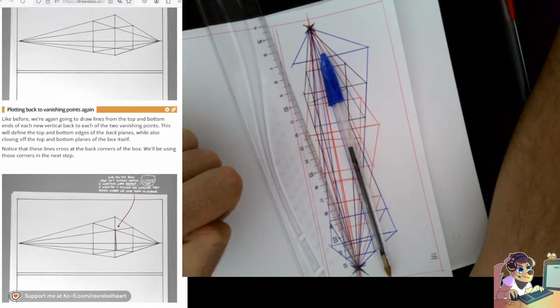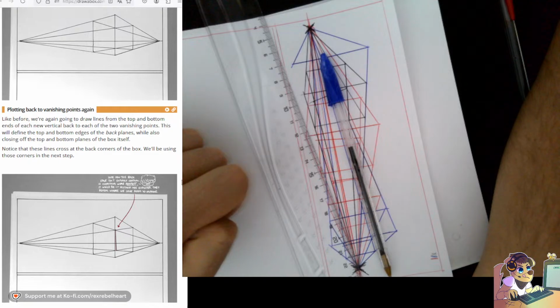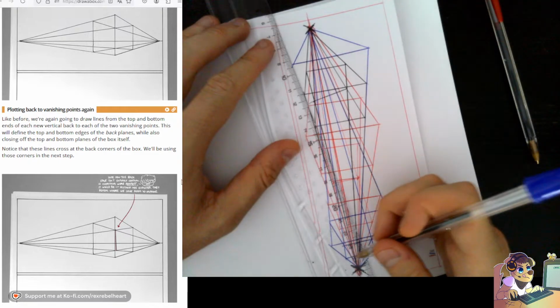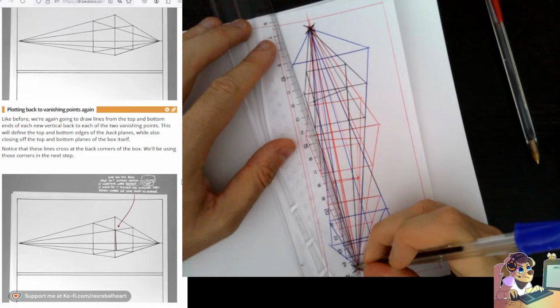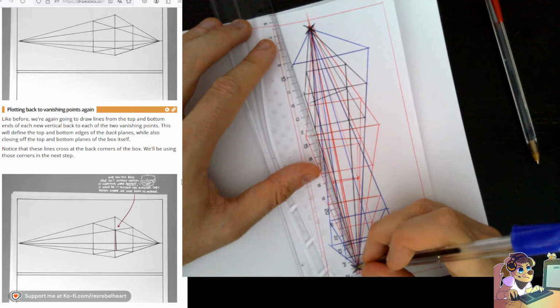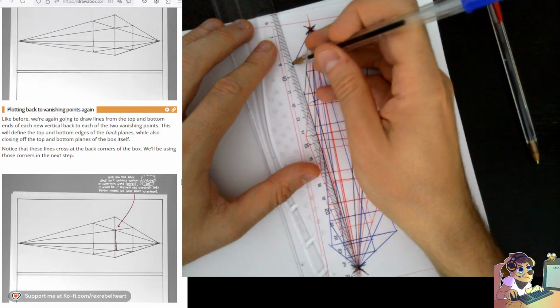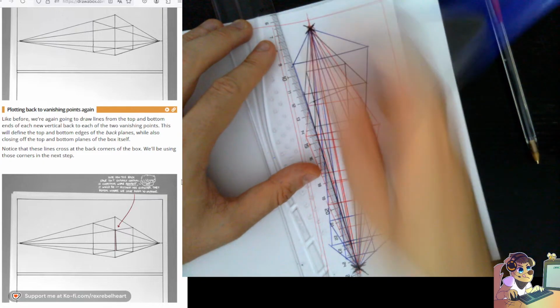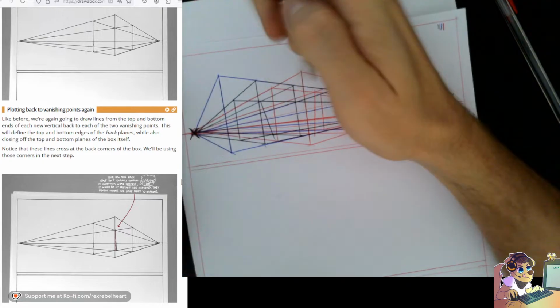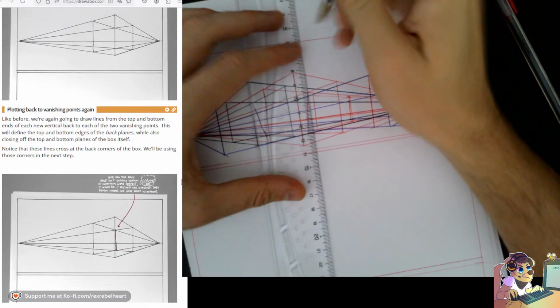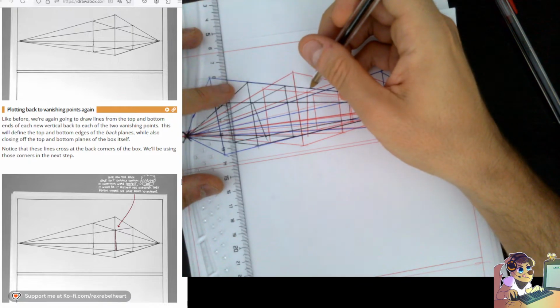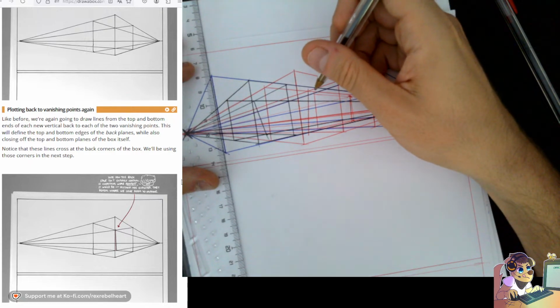There we go. Okay. Where are we? We're here. Cool. Only allowed to use rulers for vertical angles in maths.